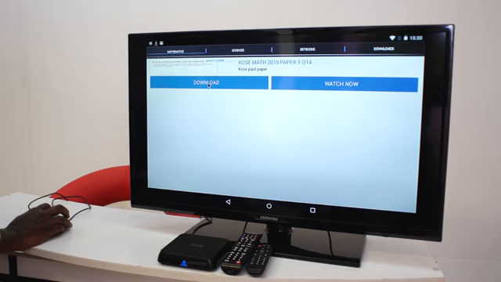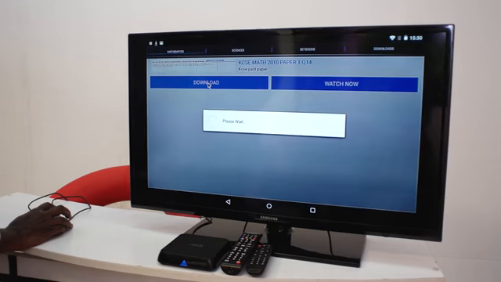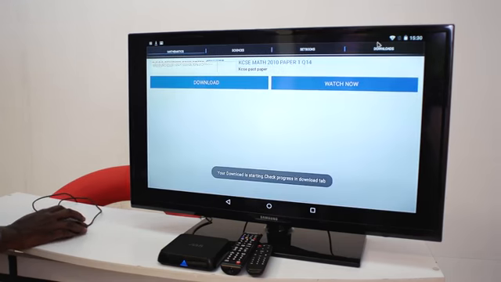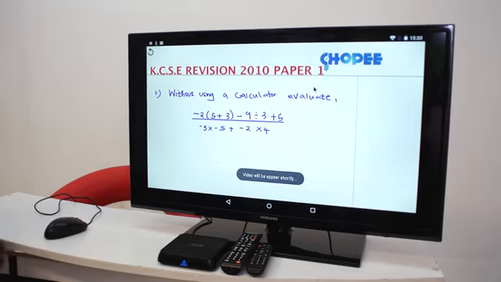We may decide to download, which we click there, and we wait for it to download. And what we do from there is we sit back, watch, and learn. To KCSE Revision 2010, Paper 1. Welcome to KCSE Revision 2010, Paper 1.